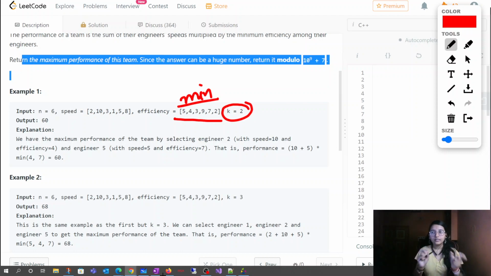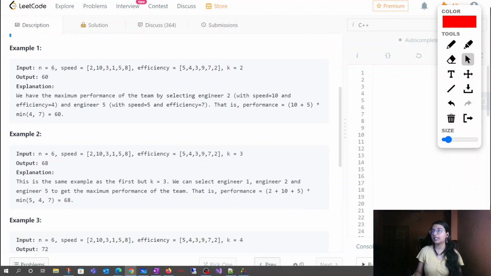The thing is that speed and efficiency are interrelated with each other, so we are required to do ups and downs in both of these, and that is the only trick we need to come up with. So let us first check the constraints, then I'll explain that thing also.